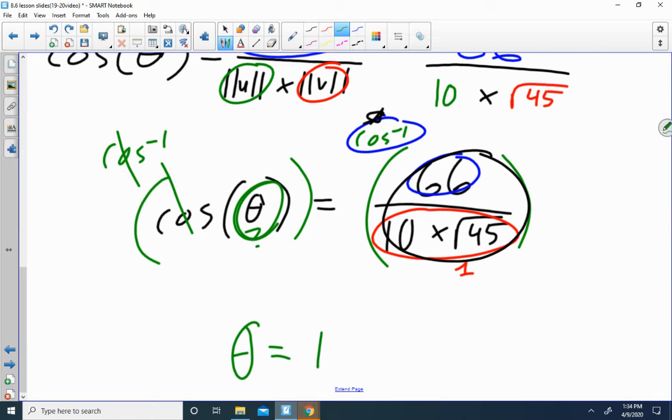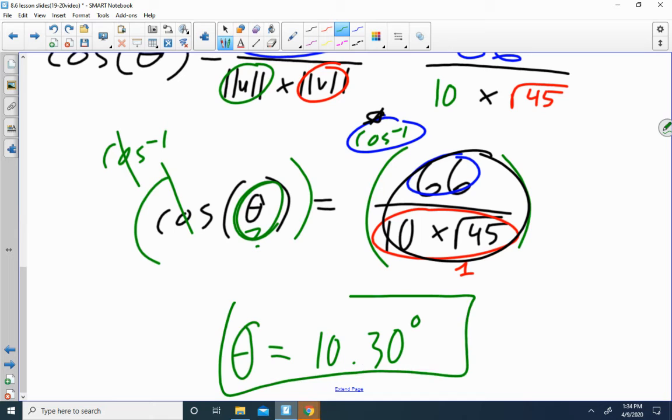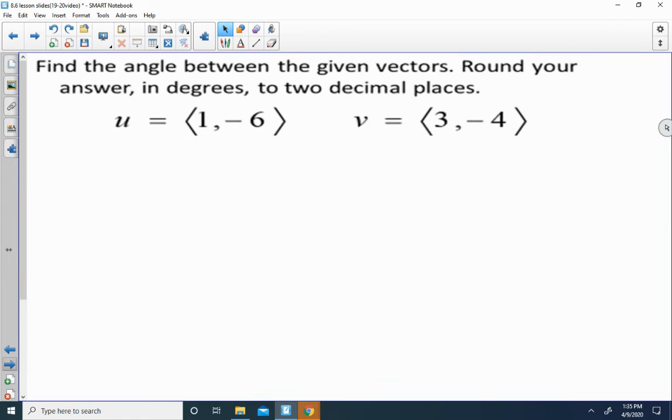So write that here in the Hawks program. You'll write 10.30 degrees. And there you go. You now know how to find the angle of any two vectors that share a common point. So let's go ahead and try this one more time to get familiar with it, and then we're done for 8.6.